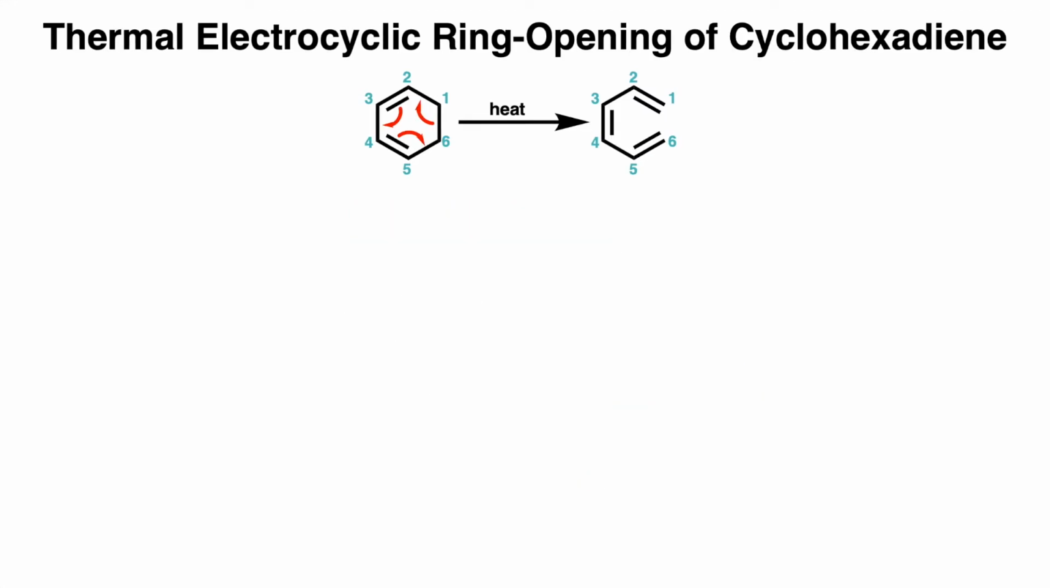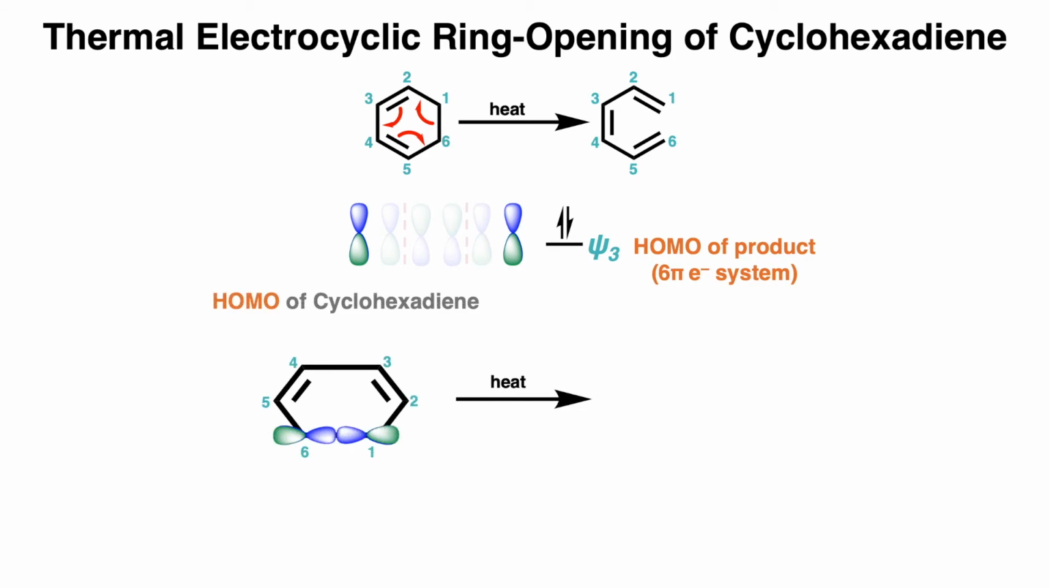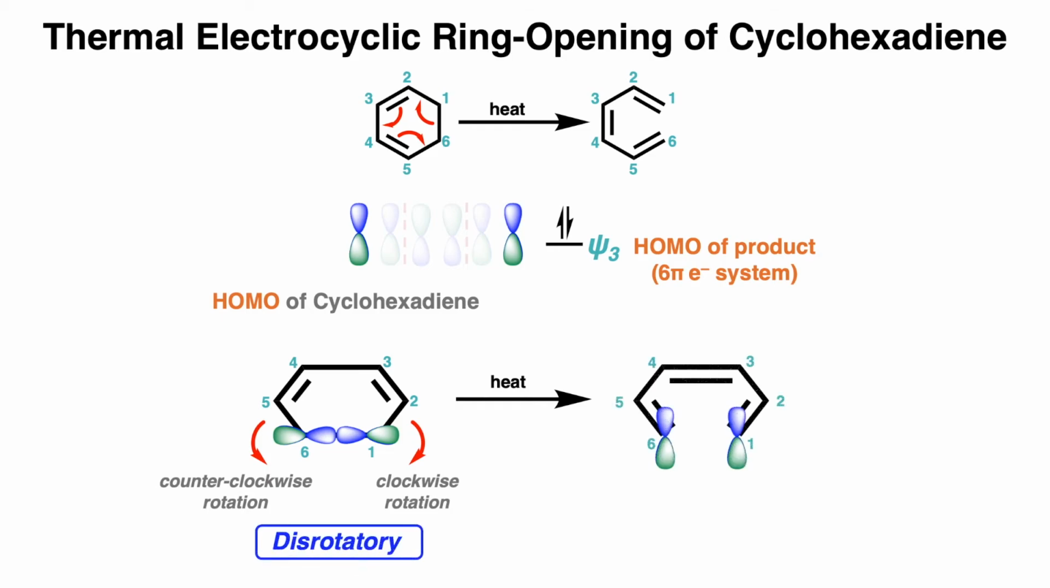Let's look at a thermal electrocyclic ring opening reaction of cyclohexadiene. Even though the ring has only 2 alkenes, we use the HOMO of the product that contains 3 alkenes. This means that we want our terminal orbitals in the product to be the same, where the top lobes are blue and the bottom lobes are green. In order for that to form, we have to rotate each lobe in opposite directions, which is called disrotatory, and this gets us to our product.